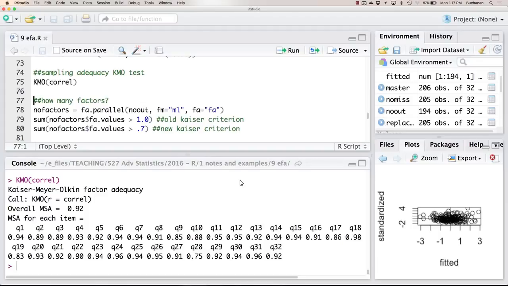That answers the first question. Second question, how many factors? So my number of factors here, I just called it no factors. To run a parallel analysis, it's fa.parallel.